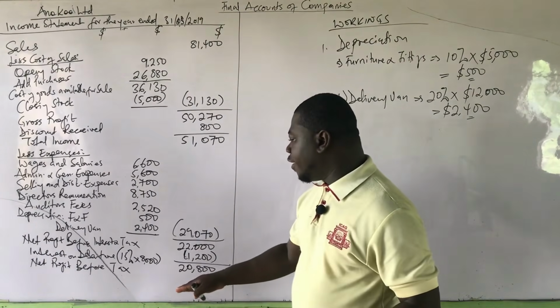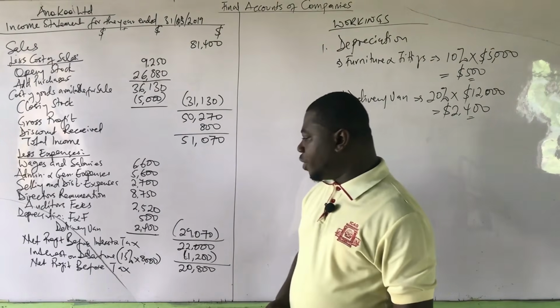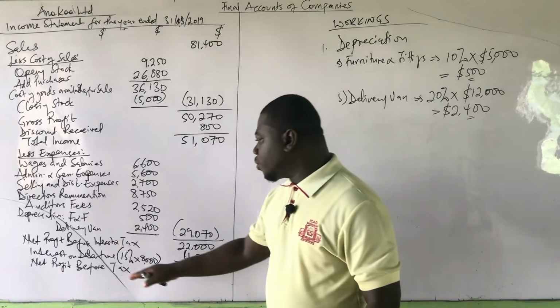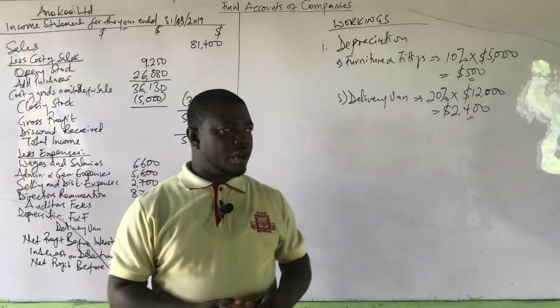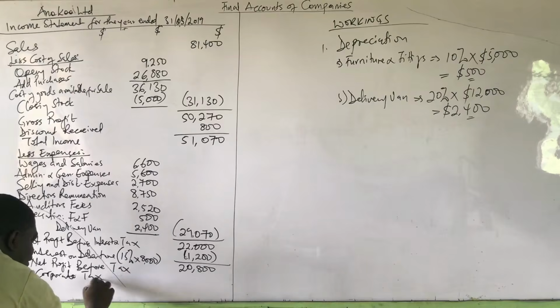Now we have net profit before tax because interest has already been subtracted. And then we now take out our taxation expense, or our tax expense, to get the net profit after tax. Okay, so over here I'm going to say corporate tax. This corporate tax was given to us in the question.